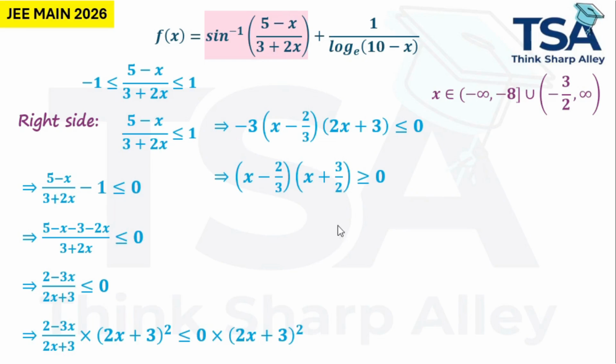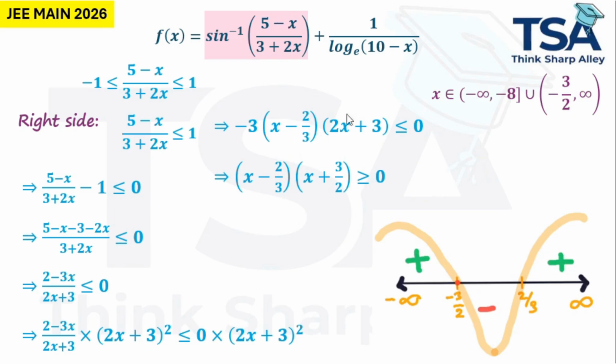Please note over here, I have to take -3 common, and when I divide both sides by -3, the inequality sign changes. Here clearly the critical points are 2 by 3 and -3 by 2. So using the same wavy curve method, we'll consider the regions where x is positive, which means -infinity to -3 by 2, where -3 by 2 is not included, and 2 by 3 to infinity, where 2 by 3 is included.